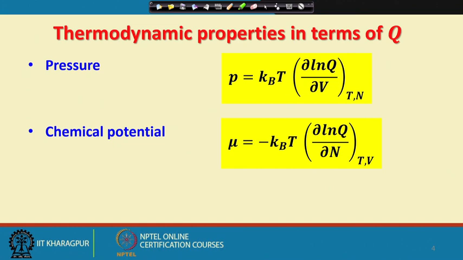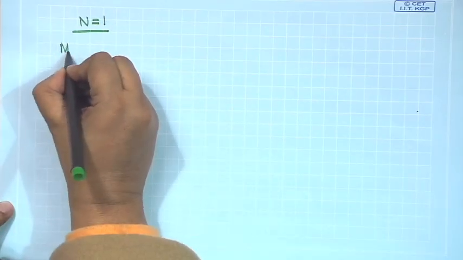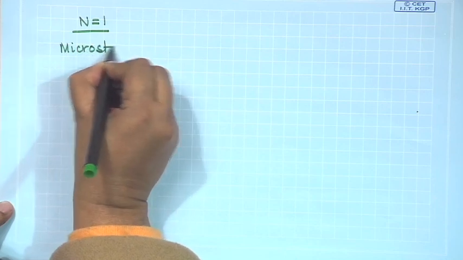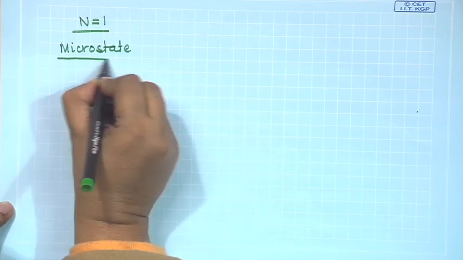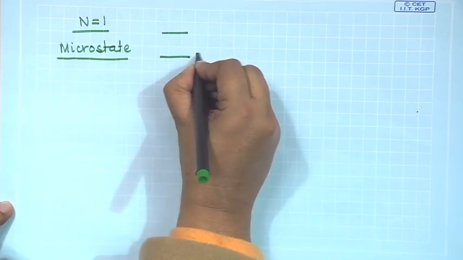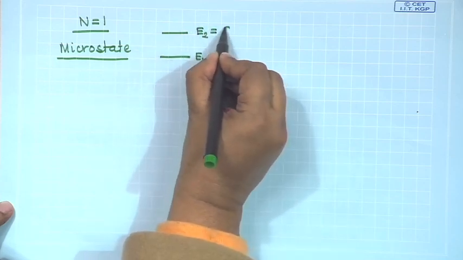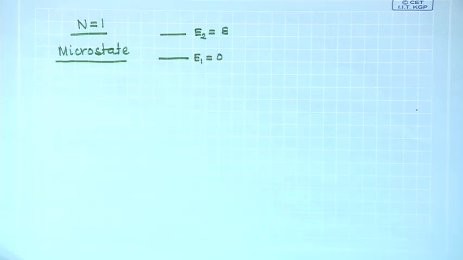Now, let me take a very simple example where I have a highly idealized system where there is only one particle, that is N is equal to 1, and the microstate of the system is given in terms of this two-state model. So, it has E1 equal to 0, only two energy states are possible, and E2 is equal to epsilon. Then the question is, can I set up the partition function of this system?